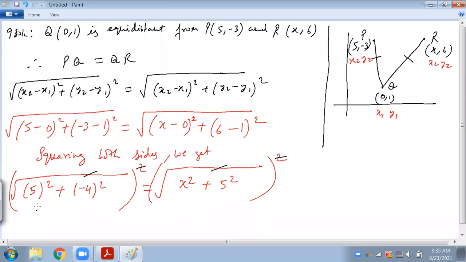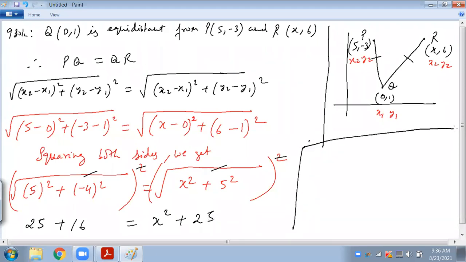Now, 5 square is how much? Now solve it. 5 square is 25. Minus 4 square is plus 16. Equal to x square plus 5 square, which is 25. Now again solve it. Plus 25 and plus 25, the same thing with the same sign on both sides, so we can cut it. So what is left? 16 equal to x square.